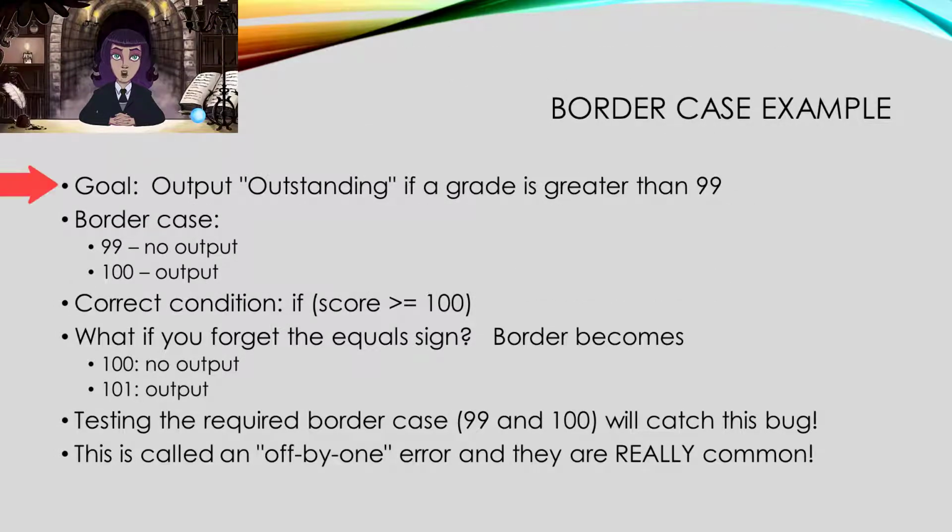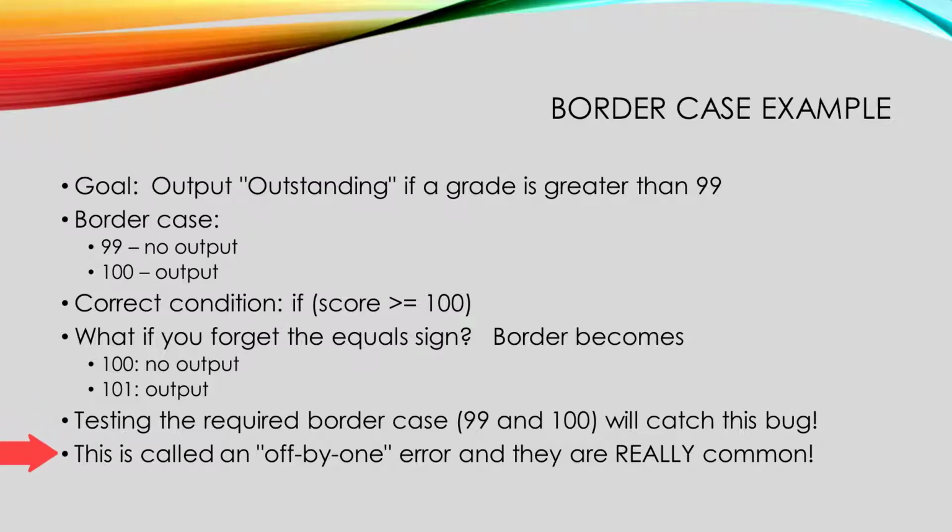Here's an example. Suppose the system is supposed to say outstanding if you got a grade greater than 99 on an exam. The border is between 99, where you shouldn't see the output, and 100, where you should see the output. The if condition could be, if score is greater than or equal to 100, but suppose you forgot the equal sign. Then you've coded it as if the border case is between 100 and 101. If we test the required border, 99 and 100, you'll catch this bug because the behavior for 100 will not be correct.